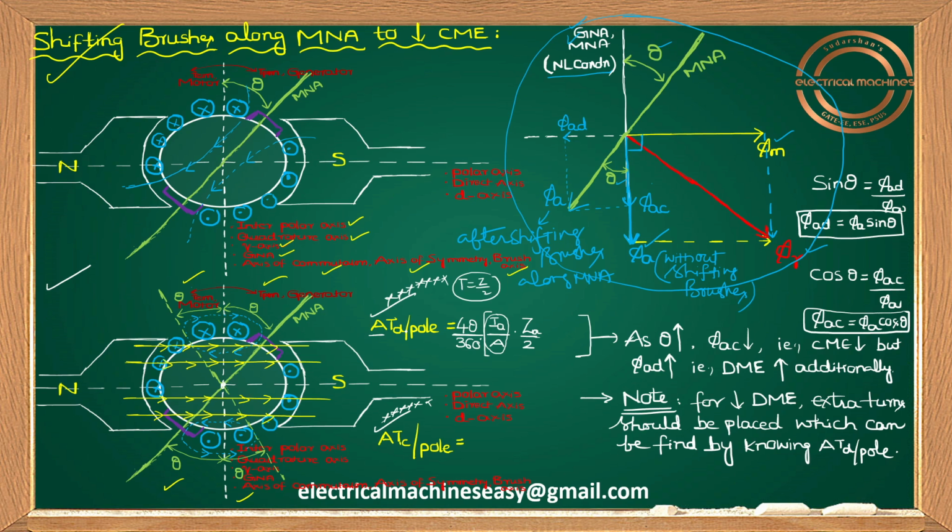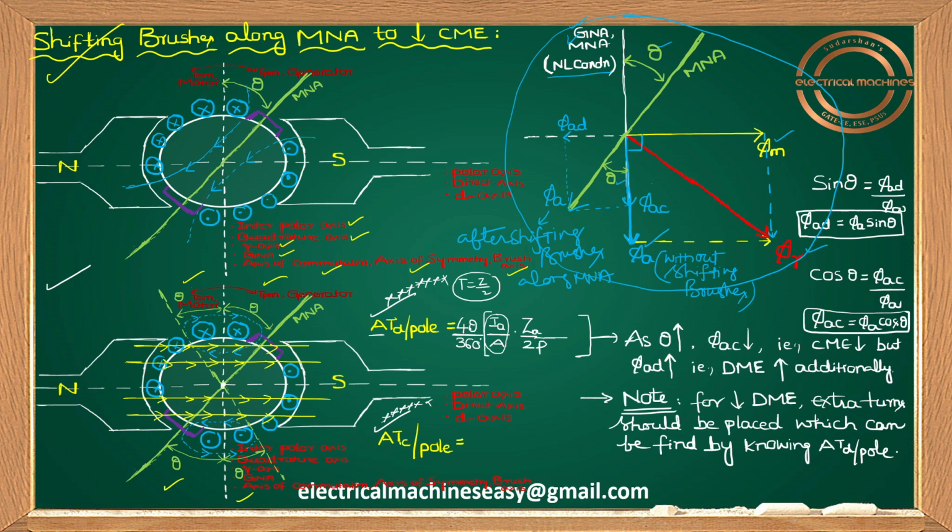Ampere turns means I wrote ZA by 2. Ampere turns per pole, per pole means I write here by P. That's it. So like this, we can simply write the formula for ATD per pole: 4 theta by 360 into IA by A, ampere, into ZA by 2, turns, per pole means P here. You can remember the formula directly, the derivation is only for understanding. Now here, the number of parallel paths A equals P for lap winding and A equals 2 for wave winding.